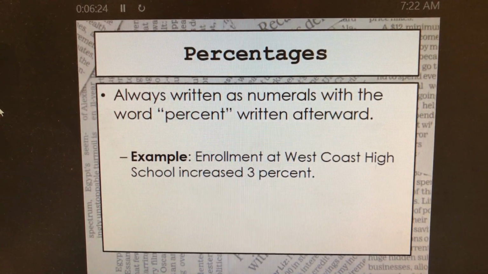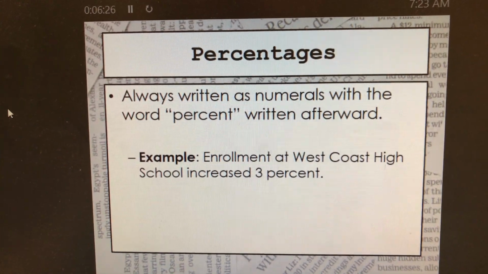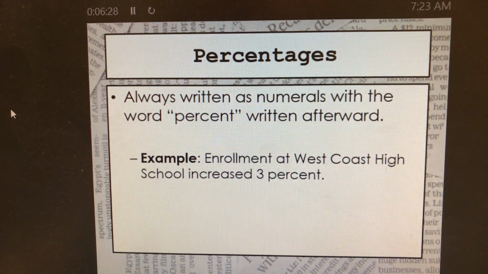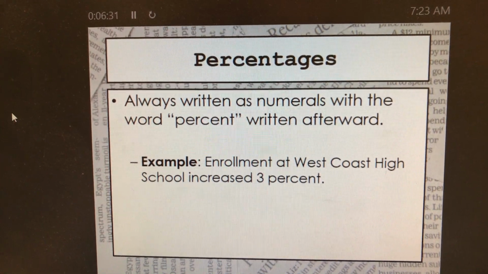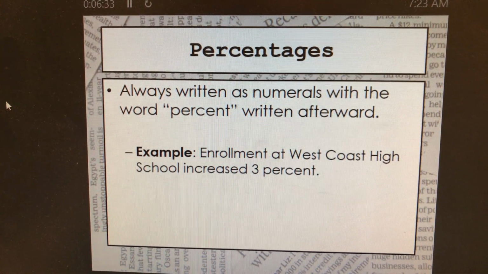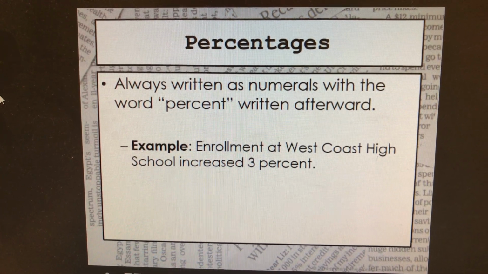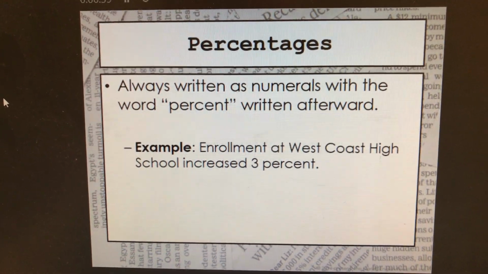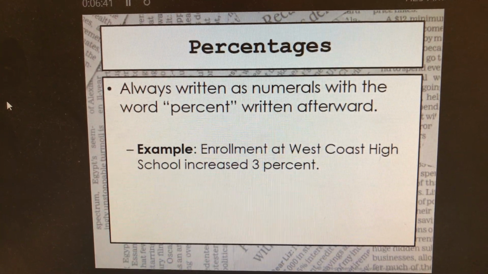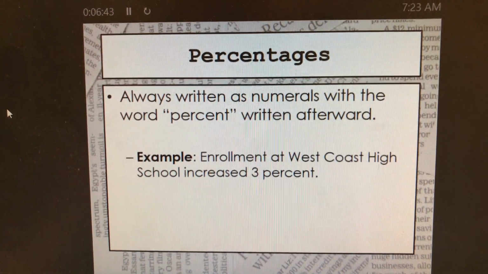Enrollment at West Coast High School increased 3 percent, and not that little special character with the two circles and the line. And as you can see, again, 3 is a number 1 through 9, but because it's a percentage, we want to write out that numeral.